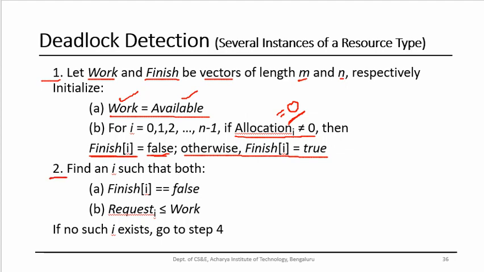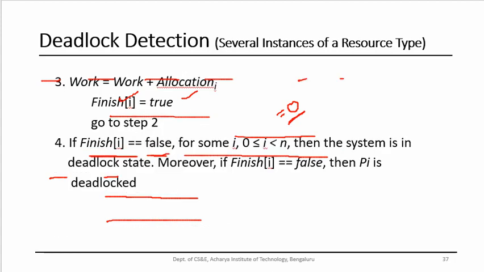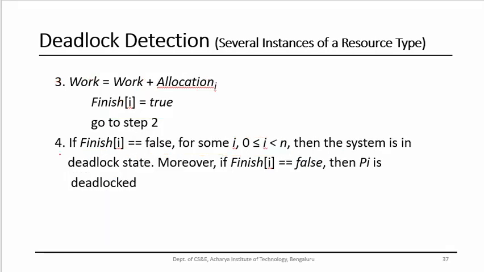In the second step, like what we did in the safety algorithm of Banker's algorithm, we find an i such that Finish[i] is equal to false and Request[i] is less than or equal to Work. If we don't find such an i after the complete loop is executed, then we go to step 4 and see whether any of Finish[i] is equal to true. That I have put here. Let me erase this.